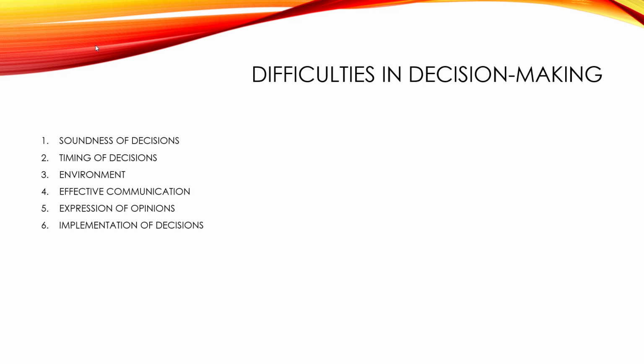Next is effective communication. Effective communication of the decision is another important administrative problem of the management. Decisions taken should be clear, simple, and unambiguous, without any confusion. Next is expressing opinions. All members of an organization should be encouraged to give their opinion on various aspects while arriving at important decisions. Decisions made by a few at the top level will always create problems in its implementation.